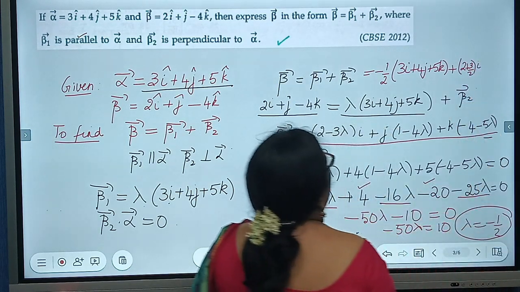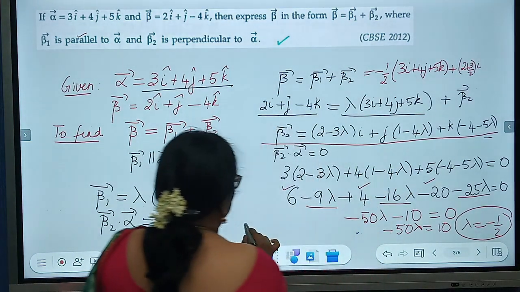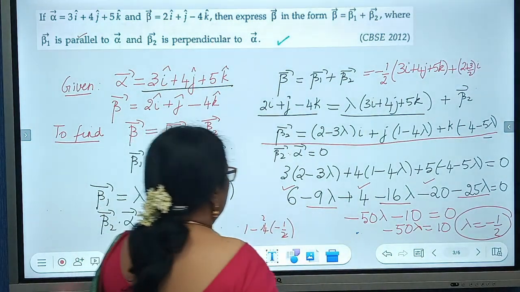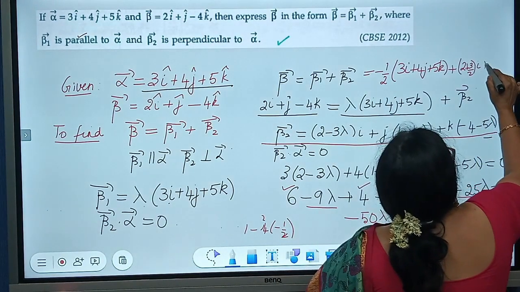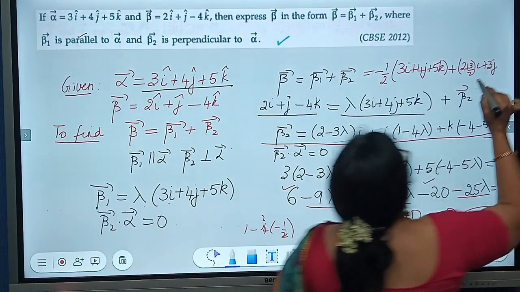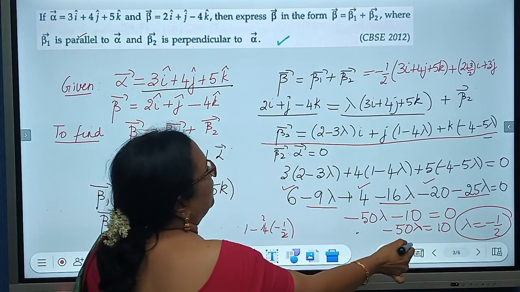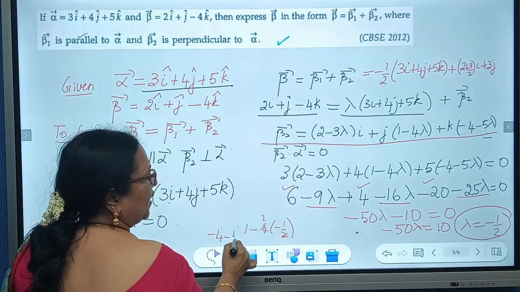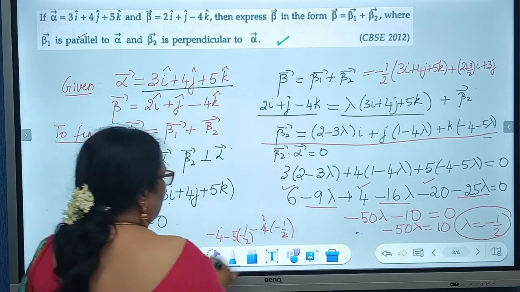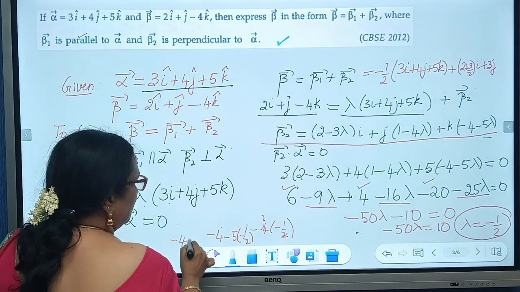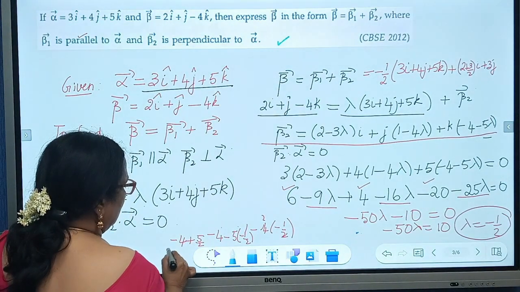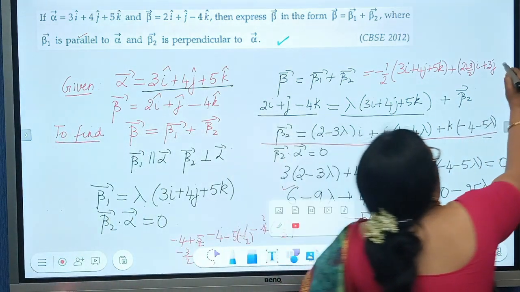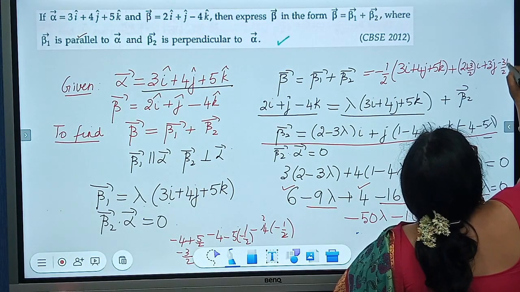into i, then 1 minus 4 lambda. What is 1 minus 4 into minus half? So you will get 1 plus 2, 3, plus 3j. Now what will be k? When I substitute lambda equal to minus half, minus 4 minus 5 into minus half, right? So minus 4 plus 5 by 2. So minus 8 plus 5 by 2, which is minus 3 by 2. So minus 3 by 2 k.